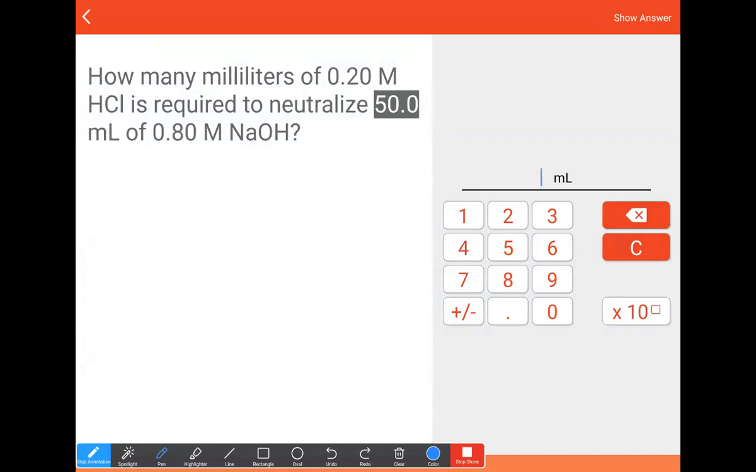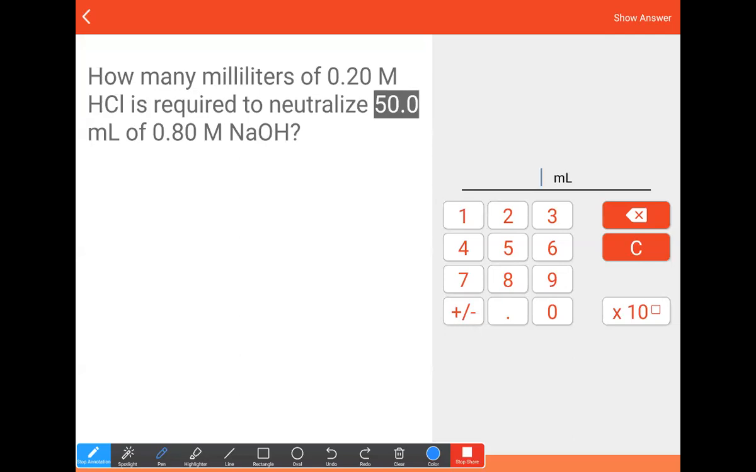As we get into titrations, it's all about neutralization. So we're either neutralizing a strong acid with a strong base, or a weak acid with a strong base, or a weak base with a strong acid, and so forth. But it's going to boil down to moles. How many moles does it take to neutralize? And the great thing about acids and bases is that 1-to-1 ratio.